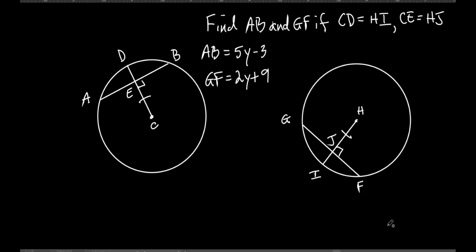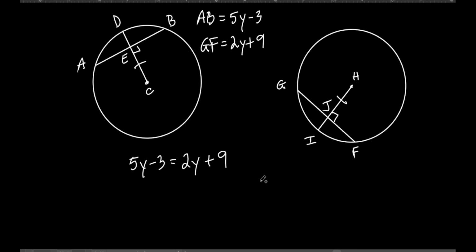So it's what we've been doing all year long, isn't it? Just setting things equal to each other, solving for x, solving for y, plugging it back in, right? We've done that a million times. Well, maybe not a million, but it seems like it. So what are we going to do? Set those two equal to each other. So I've got 5y minus 3 equals 2y plus 9. And now it's a piece of cake. Super easy. All right? Subtract 2y from both sides. What do you get? 3y. Add a 3 to both sides. You get 12. Divide by 3. y is 4.